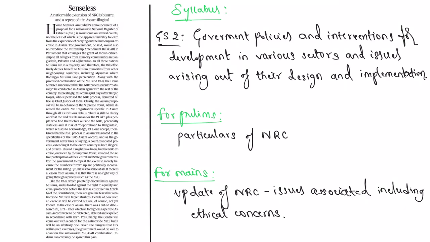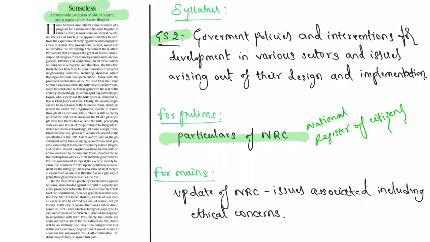Moving to the next article, that reads Senseless. A nationwide extension of NRC is bizarre and repeat of it in Assam is illogical. That's the subheading. This topic can be related to the syllabus in the paper GS2, that is government policies and interventions for development in various sectors and issues arising out of their design and implementation. From the prelims perspective, we have to cover particulars of the National Register of Citizens, and from the mains perspective, we have to cover the update of NRC and also issues associated including ethical concerns.